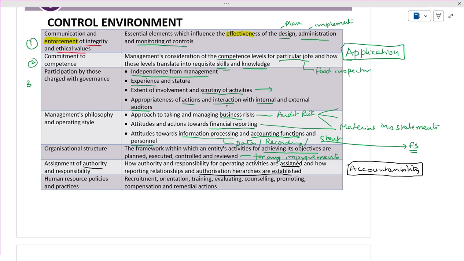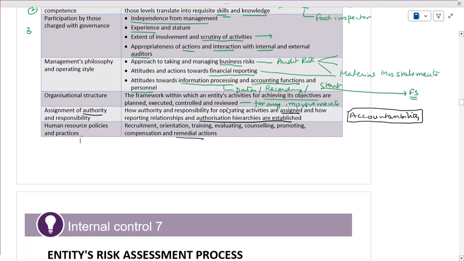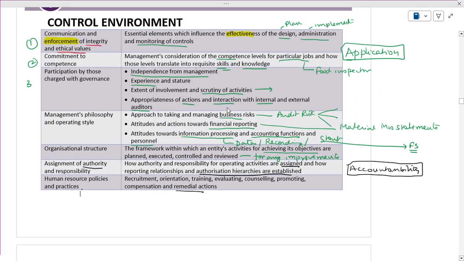Human resource policies: recruitment, orientation, training, evaluation, compensation and remedial actions. I'm not focusing that much here on the practices of human resource policies. Is it okay with this? Understand this. When we say understand, you can use it in applications. Understand means you can use it in application.